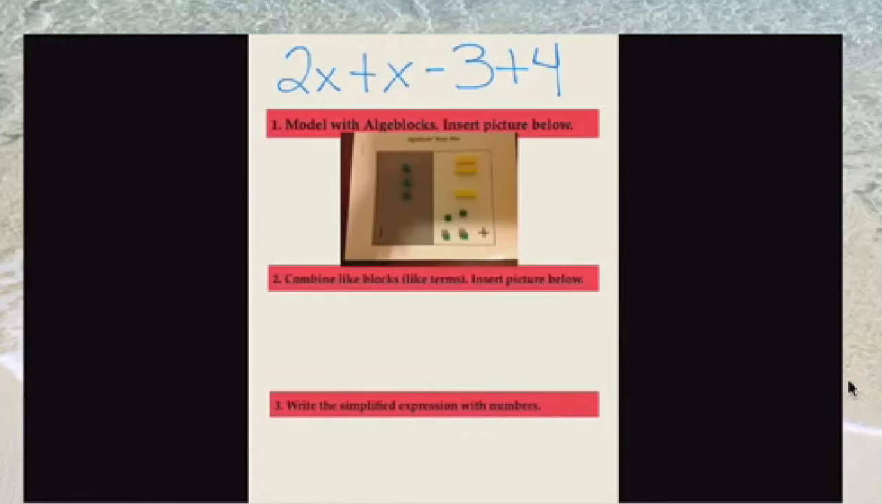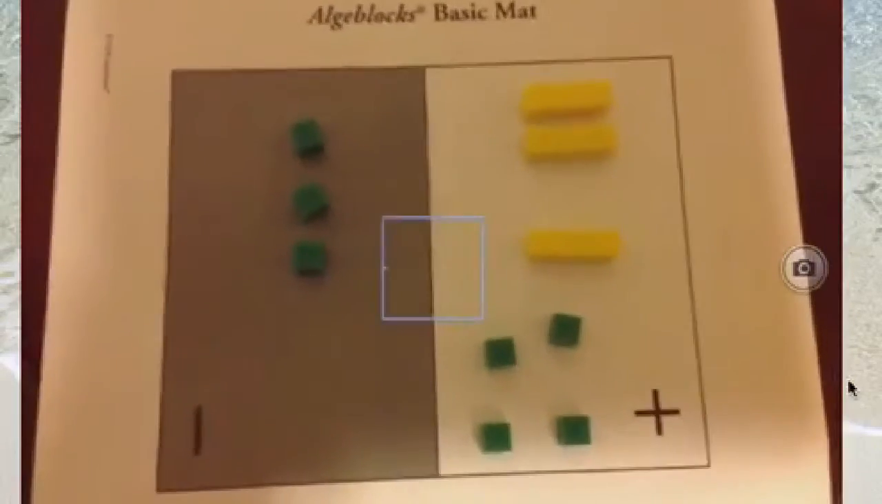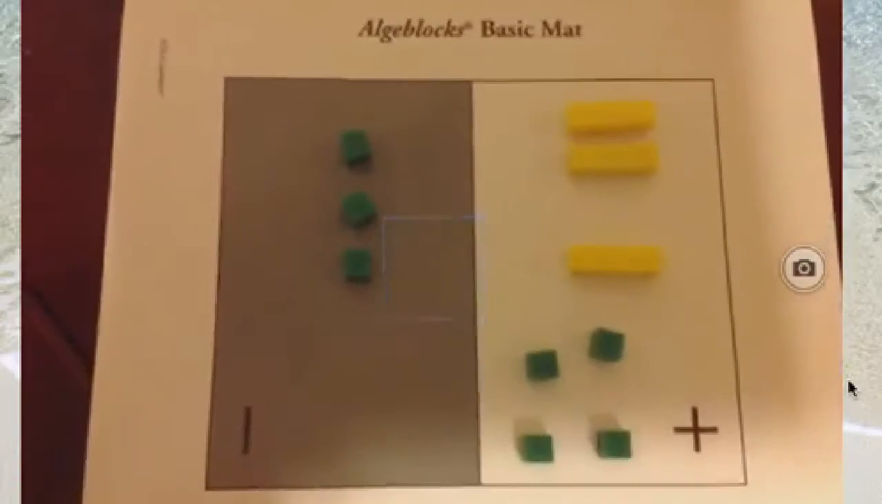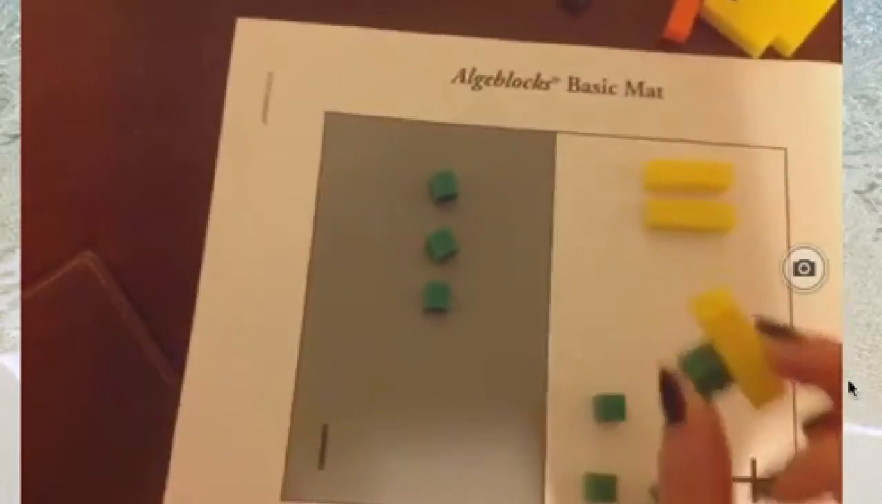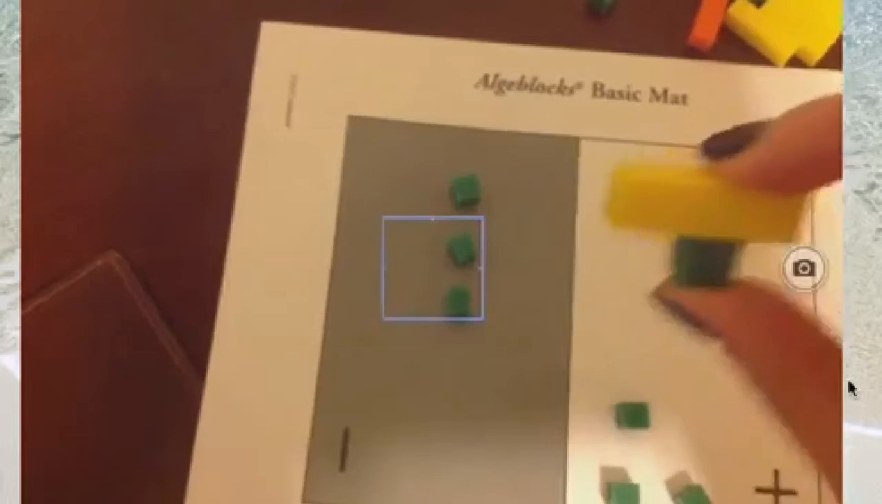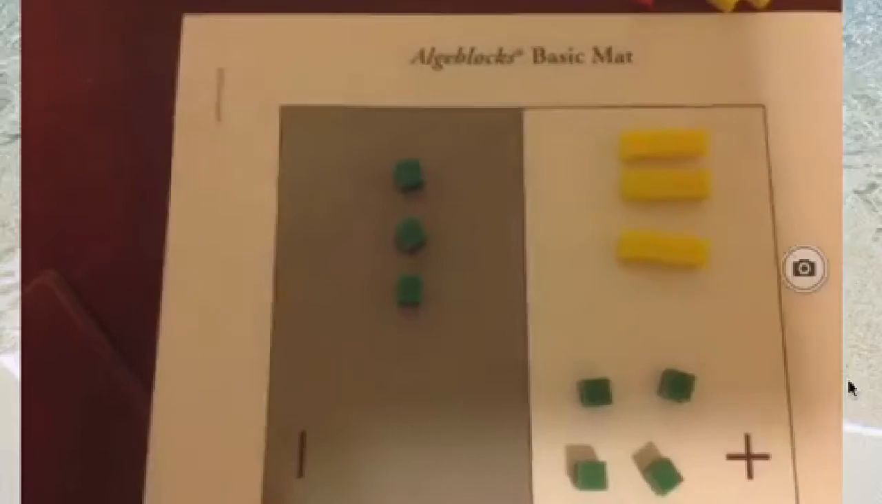Okay, now I'm going to go back to my mat and I'm going to combine my like terms. So again, I'm looking for any blocks I can combine that are the same. Can I combine a yellow and a green? Nope, those are not the same block. So see that? Don't combine the x's with the regular numbers. They're not the same block. Don't combine those together.